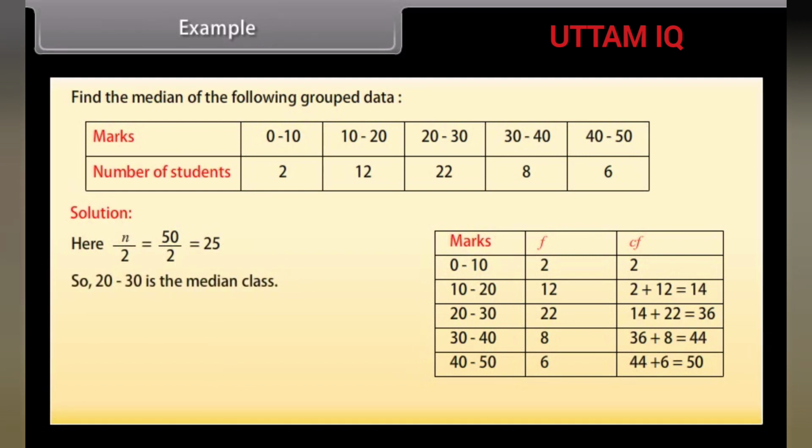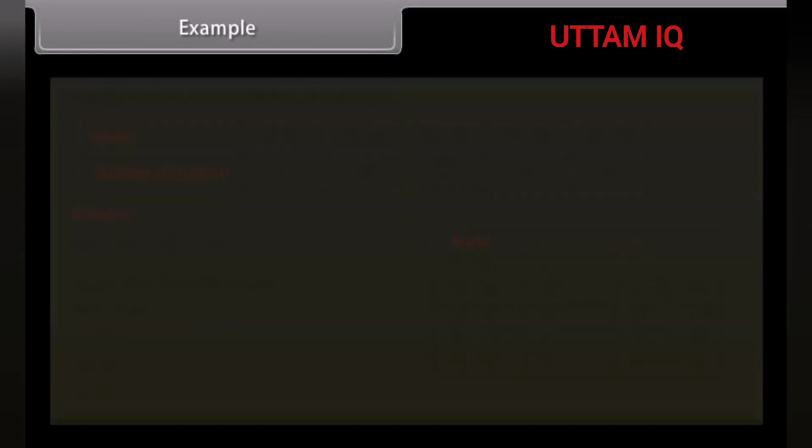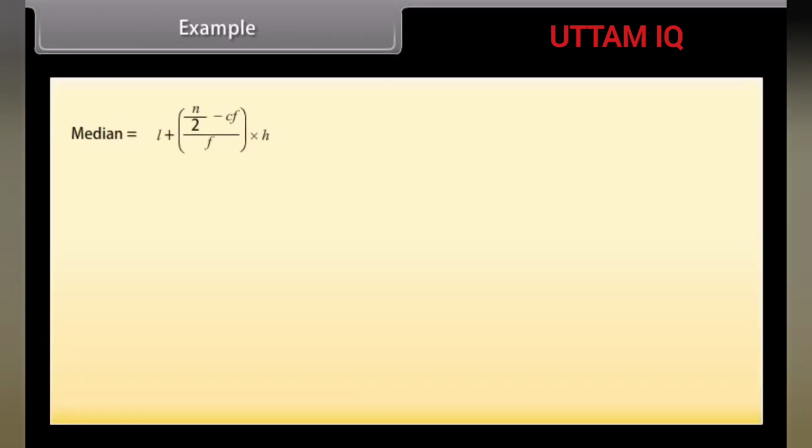So, 20 to 30 is the median class. Now, L is 20, H is 10, CF is 14, F is 22. And then we calculate the median using the formula given below. L plus n by 2 minus CF, that is divided by F and multiplied by H.